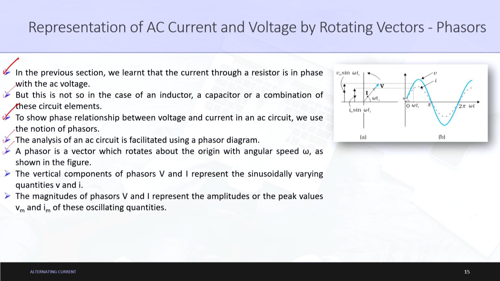Okay, simple definition is given to you. A phasor is a vector which rotates about the origin. So, this is basically the origin and this is how the rotation is happening here with angular speed omega as shown in the figure. The vertical components of phasors capital V and capital I represent the sinusoidally varying quantities small v and small i.